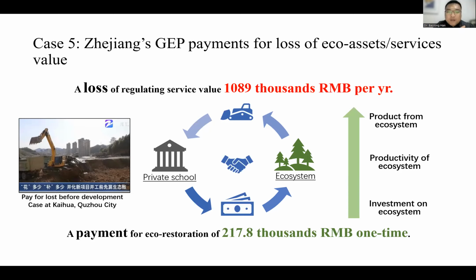You may think the payment is more or less than the lost regulation services. It's because we calculate the regulation services over the next 40 years. If you balance the value of the regulation service, you only need to pay 200,000 RMB to build a new woodland, and the new woodland will produce more than 100,000 RMB of regulation service each year.